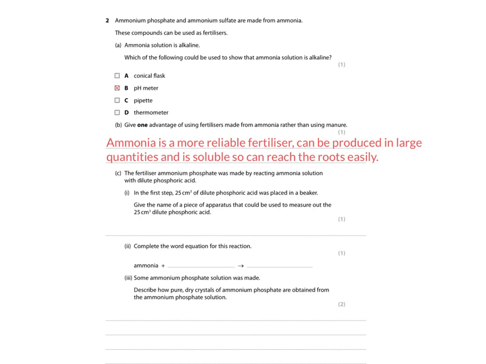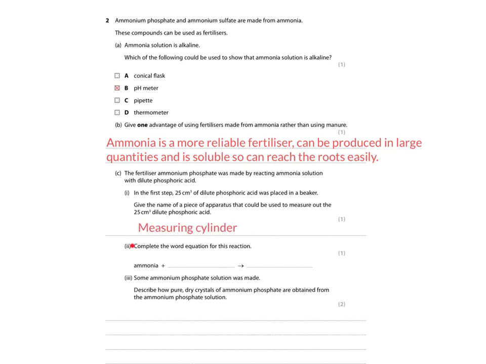So question 2c says the fertilizer ammonium phosphate was made by reacting ammonia solution with dilute phosphoric acid. In the first step, 25 cm cubed of dilute phosphoric acid was placed in a beaker. Give the name of a piece of apparatus that could be used to measure out the 25 cm cubed of dilute phosphoric acid. So we could use a measuring cylinder, or a pipette, or a burette, so any one of those.